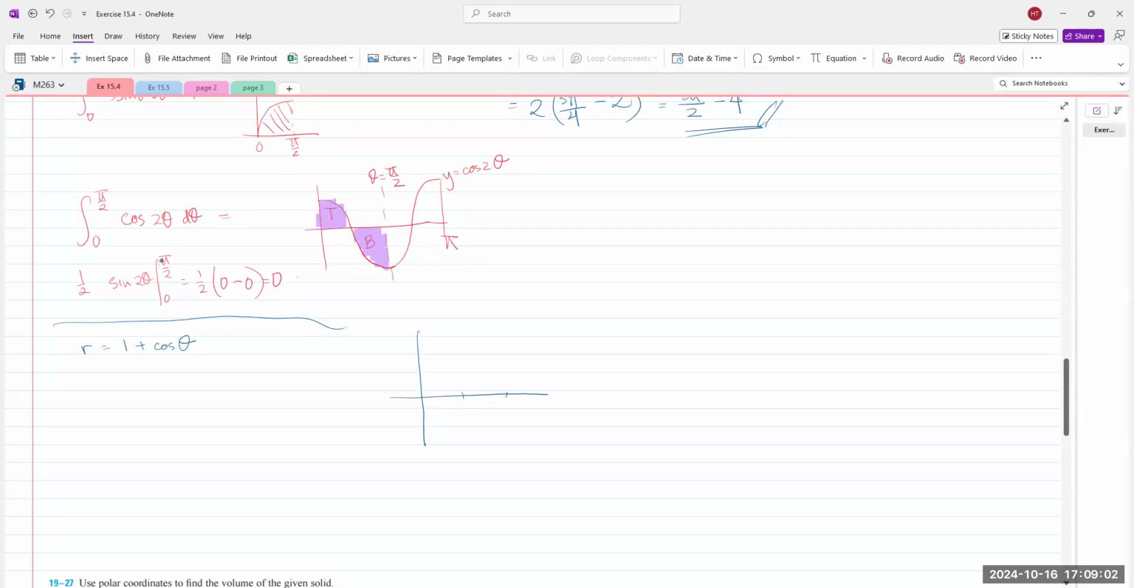You can plot it to get a feel for it. When theta equals 0, r is 2. When theta equals pi over 2, cosine theta is 0, so r is 1 plus 0, which is 1. When theta is pi, cosine is negative 1, the radius becomes 0, and so on. So this is 1 plus cosine theta.